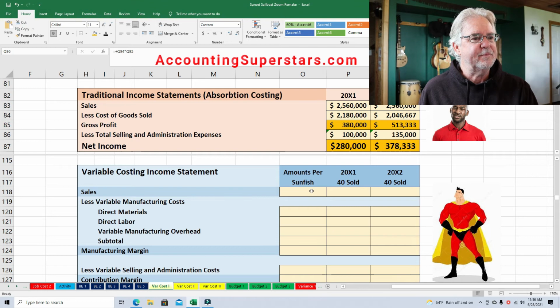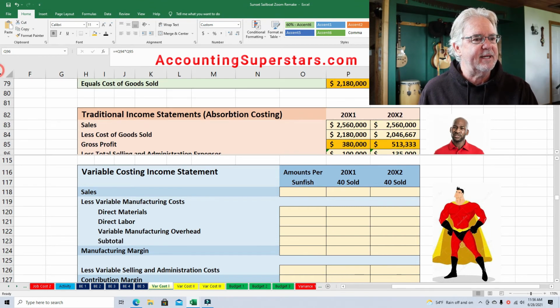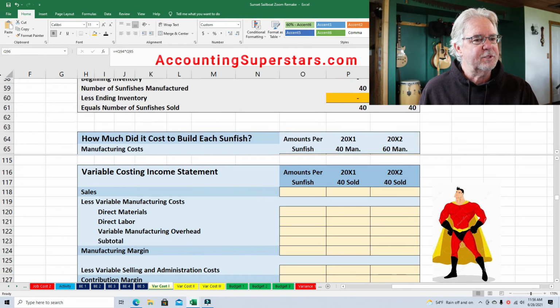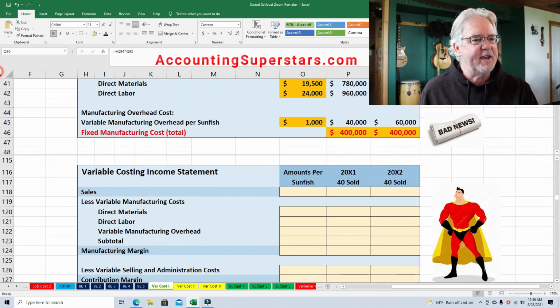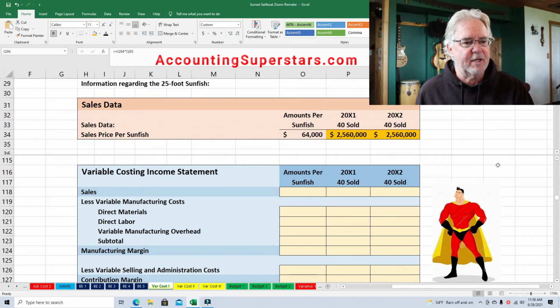All right, so let's go up to the sales data. Here we go. So we'll knock this statement out pretty fast here. I like this variable costing a lot better, but it's not allowed according to GAAP. But it's still valuable because managers, smart companies, will do their internal financial statements this way so they really know what's going on. Now, if all goes well, both years should be identical because we sold the identical number of boats and the costs are identical too. So this way we can get a clear picture of what's going on.